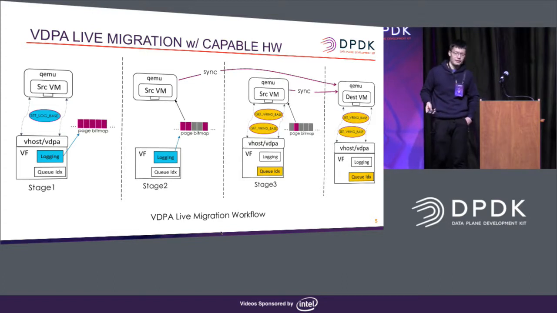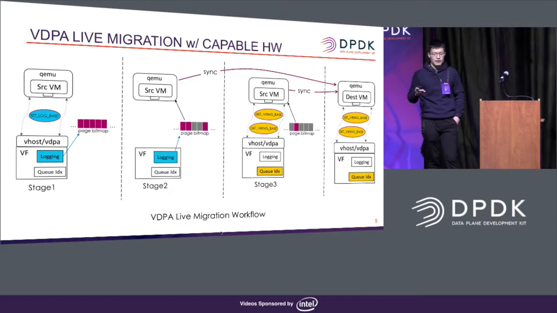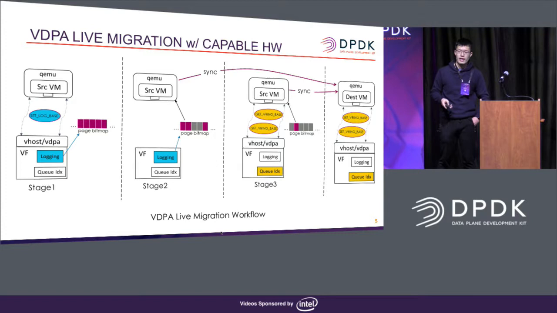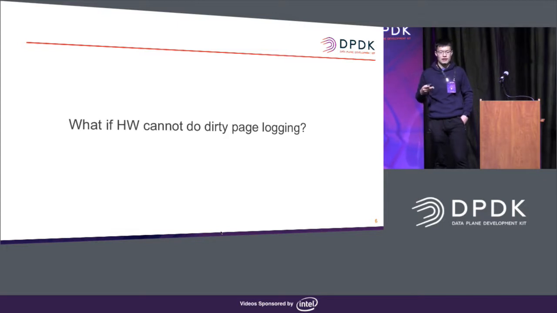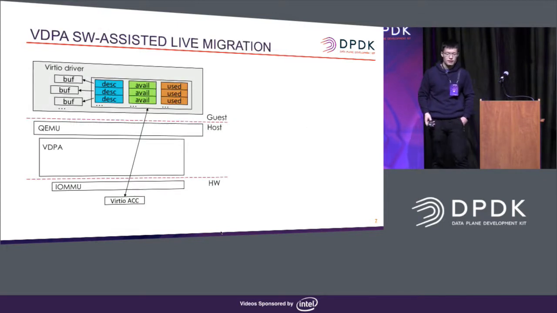So as you can see, for the hardware logging way of vDPA live migration, we have a requirement for the hardware to include a logging function besides the basic virtio DMA block. So here comes a question: how to live migrate hardware without third-party logging capability? Let's see how it works.